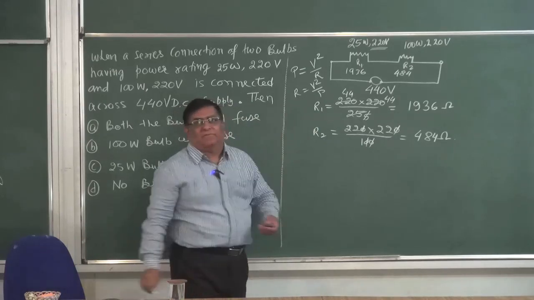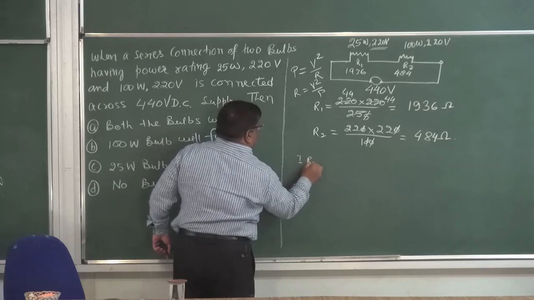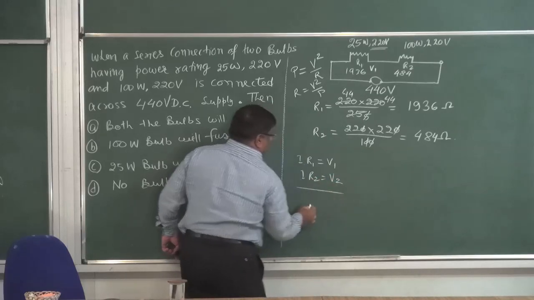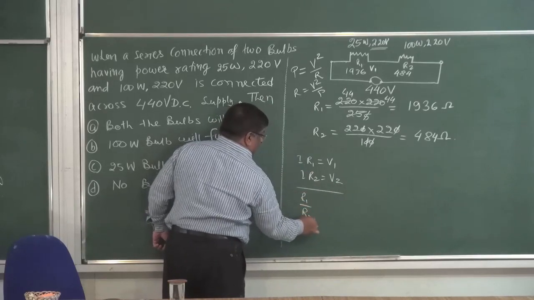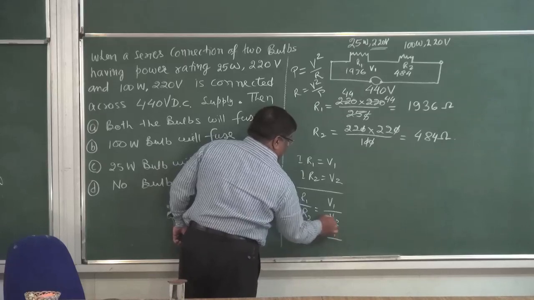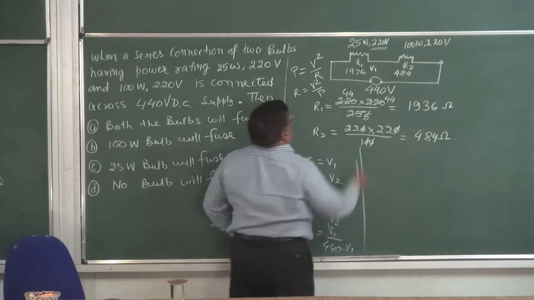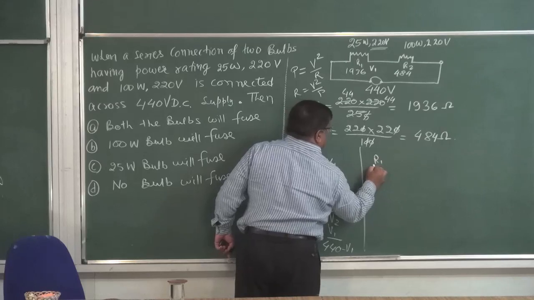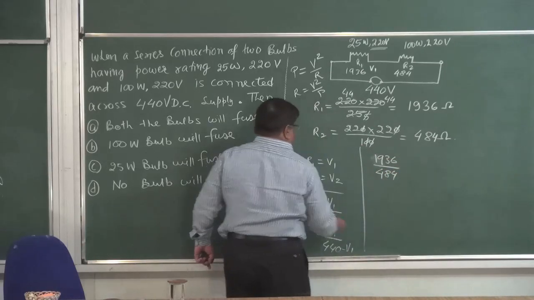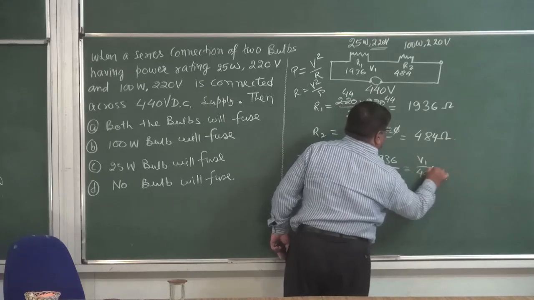Now you understand how the voltage will be divided in it. We know that the current flowing is the same in both. So I into R1 is V1, I into R2 is V2. Divide the two. So R1 upon R2 is equal to V1 upon V2. This is V1 upon 440 minus V1. So we get R1 upon R2. Put the values: 1936 upon 484 is equal to V1 upon 440 minus V1.